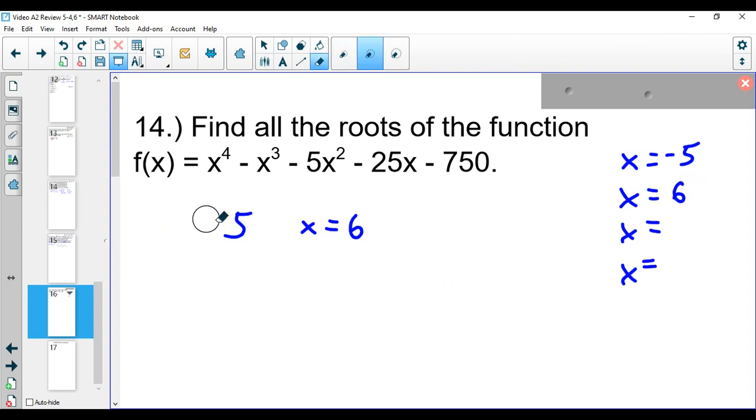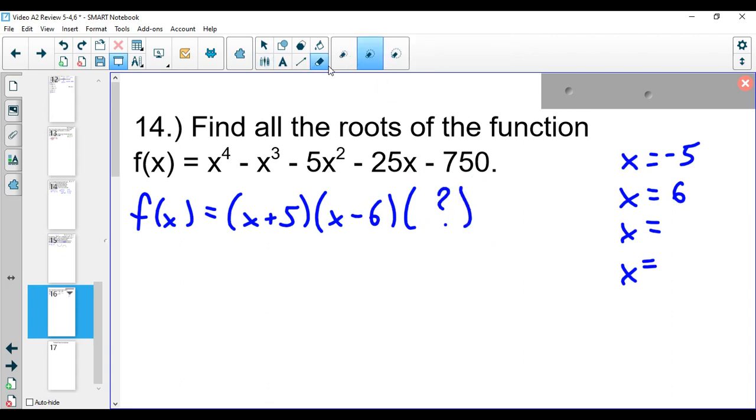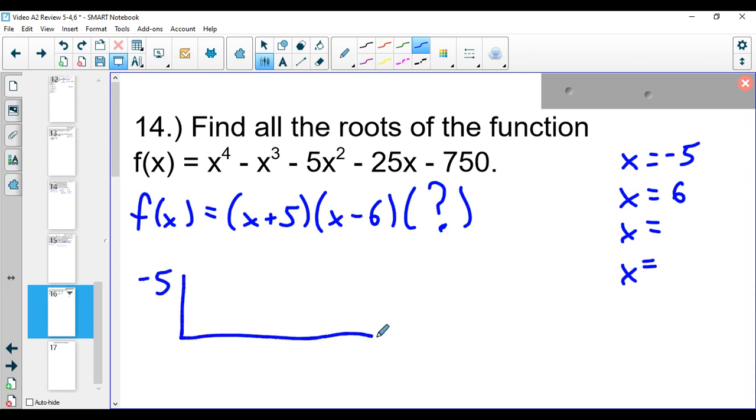So essentially, we're saying we can rewrite this function f of x as x plus 5 times x minus 6 times something. And we just have to find that something to find the remaining 2 roots. That's still an ugly question mark, but I'm not doing it 3 times. Whatever. First, let's divide out x plus 5. It doesn't matter which one we divide out first. You can do it in any order you want. So we're going to divide out the x plus 5.